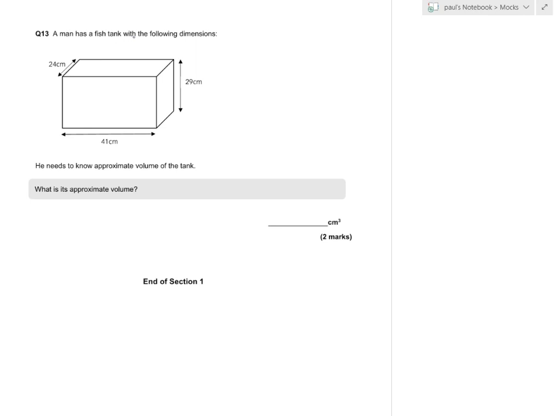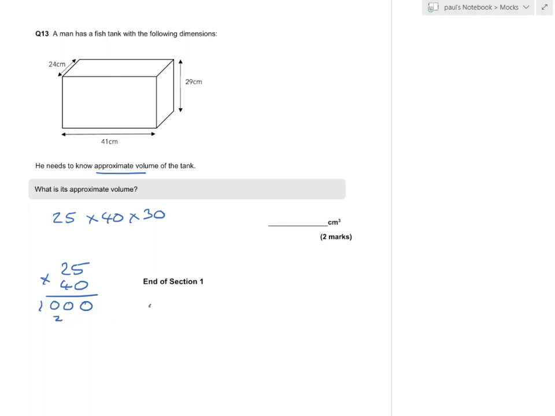A man has a fish tank with the following dimensions. He needs to know the approximate volume of the tank. So that times that times that. So let's do 25 times 40 times 30. Yep, I think that'd be okay. So 25 times 40 is 4 5s is 20, and 2 4s are 8, 9, 10.